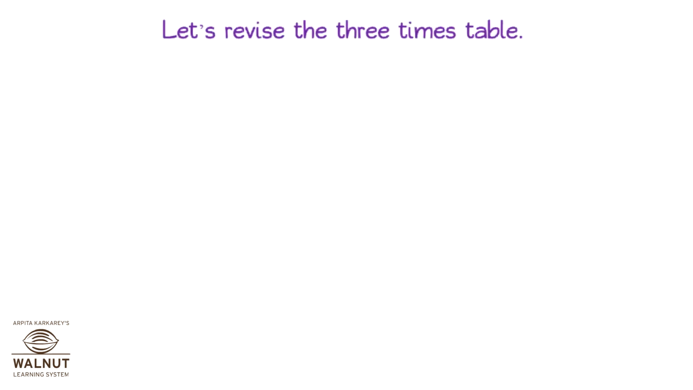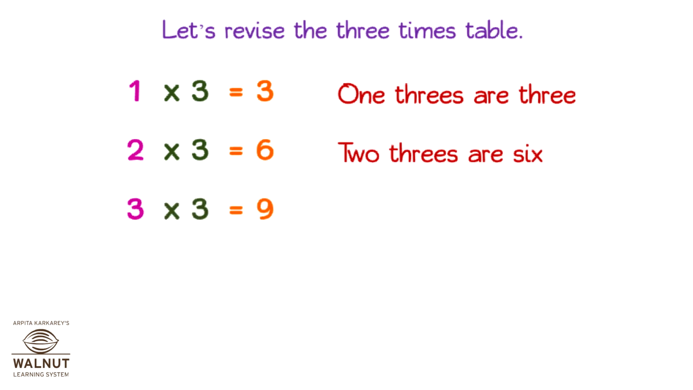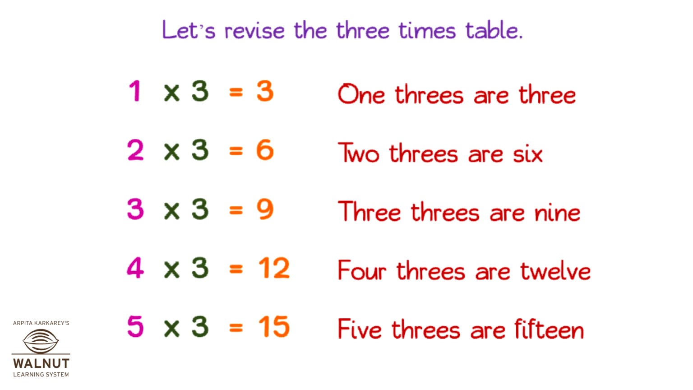Let's revise the 3 times table. 1 multiplied by 3 is equal to 3. 1 threes are 3. 2 multiplied by 3 is equal to 6. 2 threes are 6. 3 multiplied by 3 is equal to 9. 3 threes are 9. 4 multiplied by 3 is equal to 12. 4 threes are 12. 5 multiplied by 3 is equal to 15. 5 threes are 15.